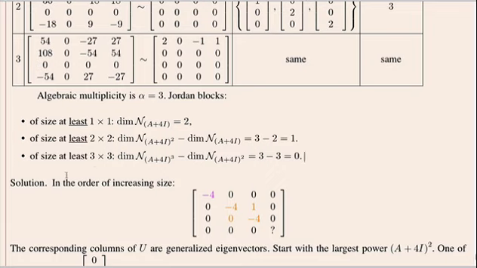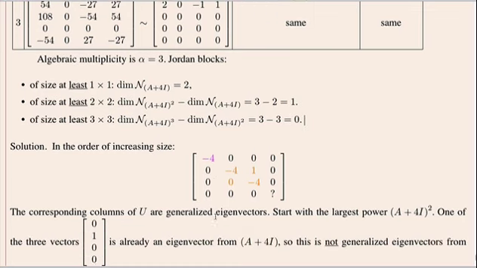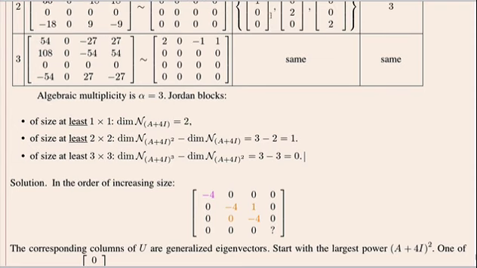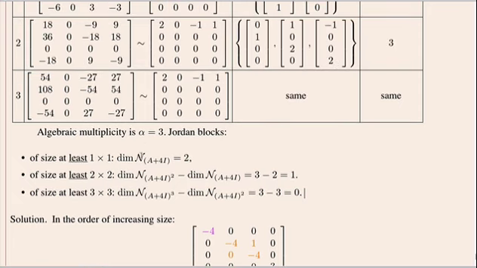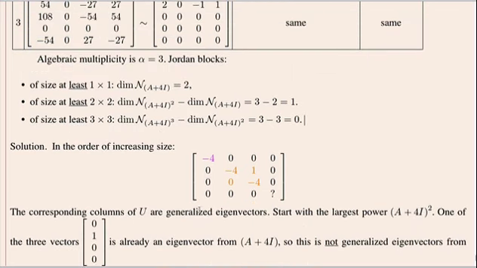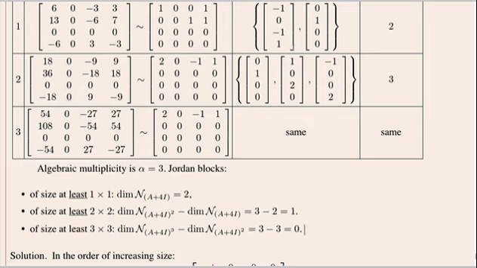Also note the requirement is that it's supposed to go in increasing size. So first the 1 by 1 and then the 2 by 2 block. The corresponding columns of U are generalized eigenvectors. We have to start with the largest power, where we have something different from before. So that's the square, A plus 4I square. And one of the 3 eigenvectors is, for example, 0 1 0 0. It's also an eigenvector. Notice that.